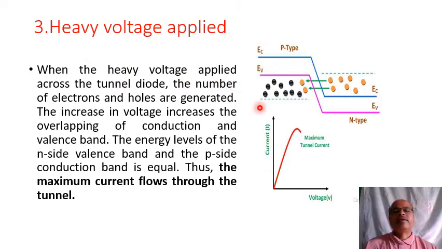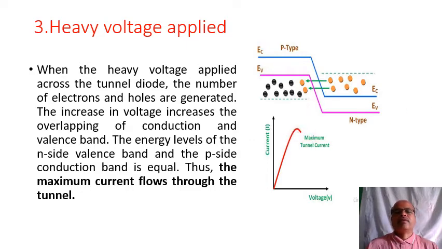The next case is when a heavy voltage is applied. When a heavy voltage is applied across the tunnel diode, the number of electrons and holes generated increases, and the increase in voltage increases the overlapping of the conduction and valence bands. The energy level of the n side valence band and the p side conduction band is equal, and thus maximum current flows through the tunnel.